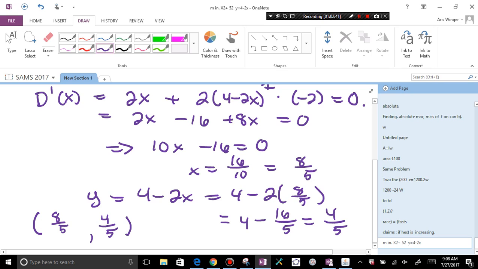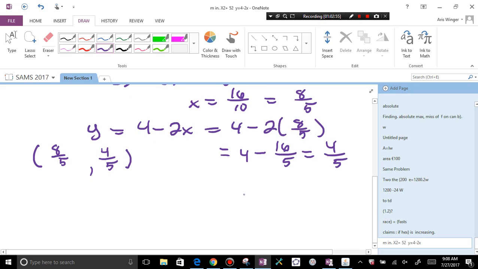You can find the distance by plugging it into the distance formula: the square root of 8 over 5 squared plus 4 over 5 squared. Is there any way to make sense of this? Is there anything special about that point?